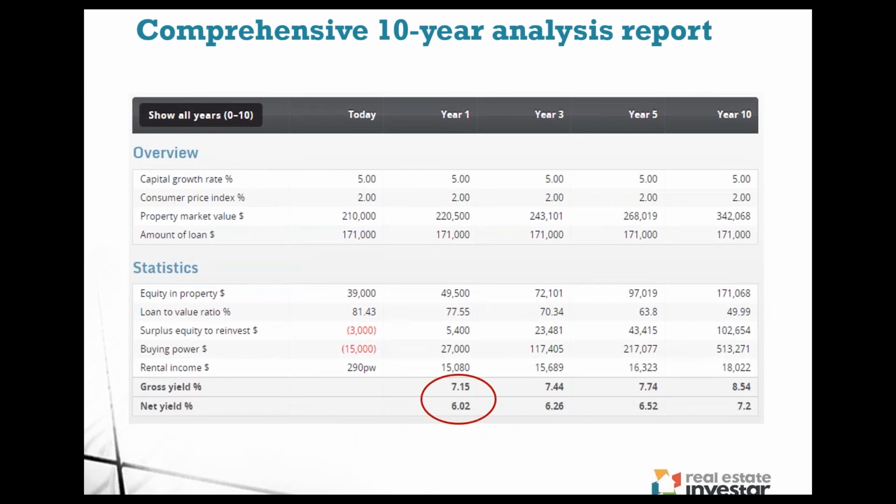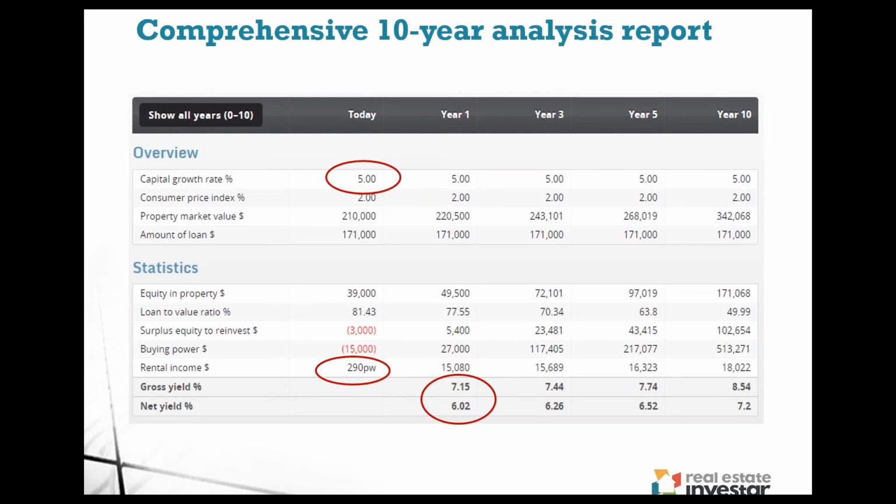Now, we've got a 6% net yield, which is really good, and there's our $290 of income per week and a capital growth rate at 5. If we know what the capital growth rate is, if we know what income we're getting, and we know what we're actually paying for the property, being mortgage-wise and property managers-wise, then all these figures are very accurate outcomes before you've actually undertaken the venture itself.